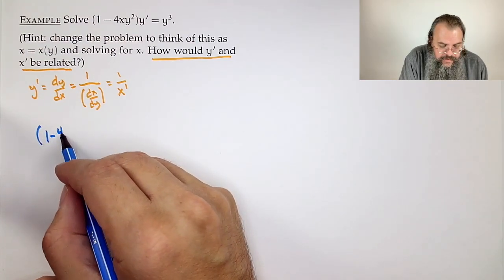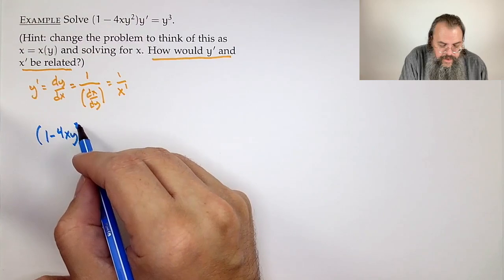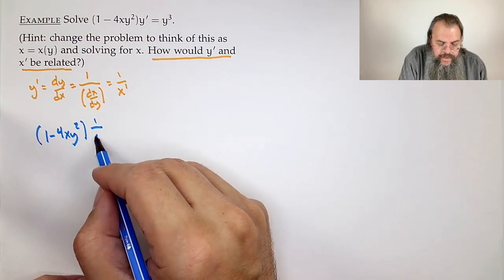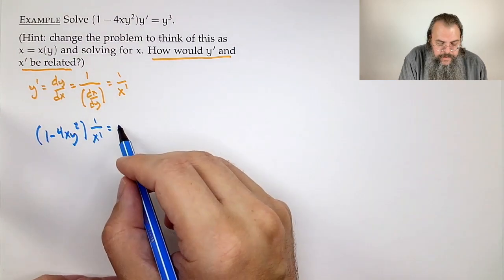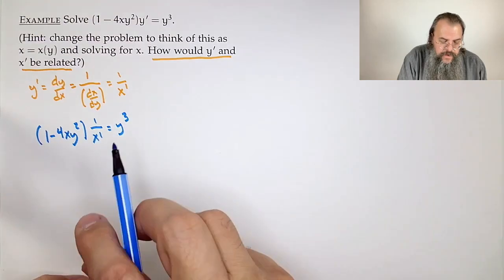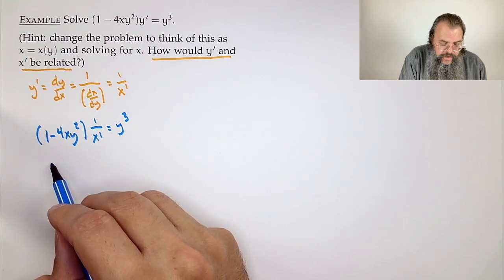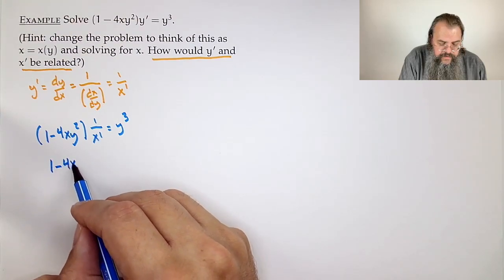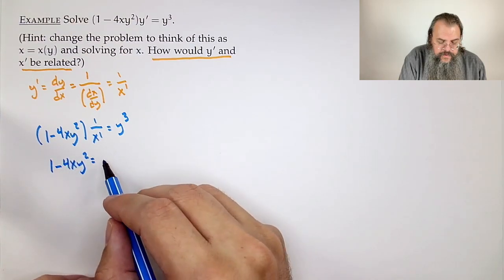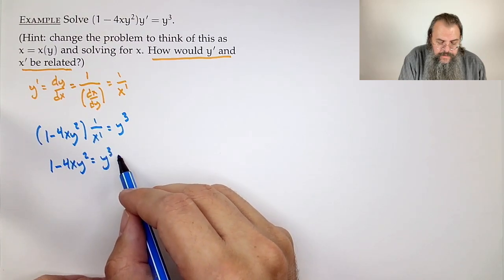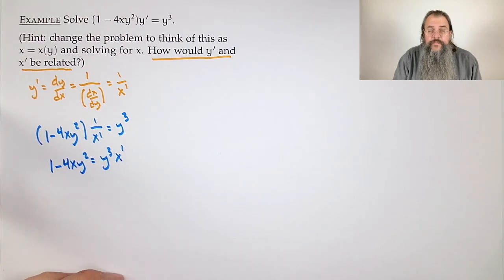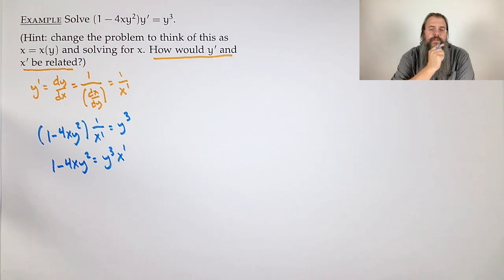This becomes 1 minus 4x y squared times 1 over x prime, and that's going to equal y cubed. Well, we don't like fractions. Let's multiply that across. So 1 minus 4x y squared is equal to y cubed times x prime. And now we start to say, well, is this linear?